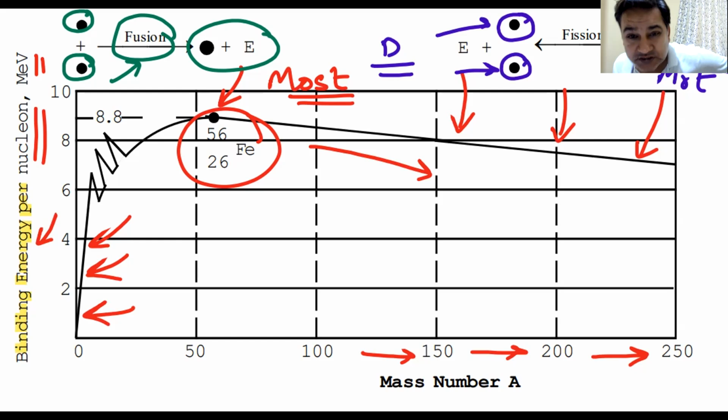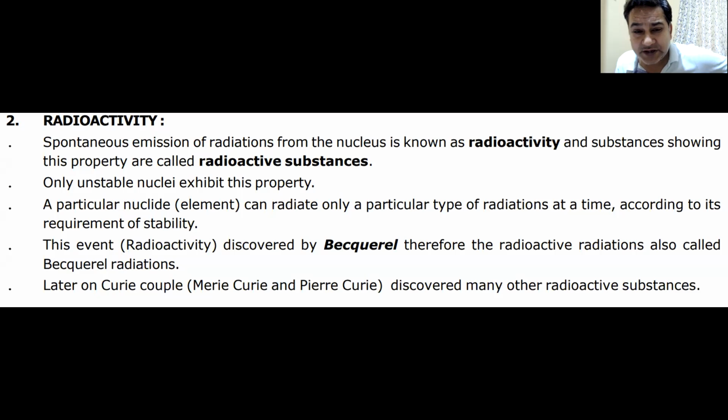That is the problem with this fission. It releases radioactive substances and radiation which are very harmful, and it will remain for generations in the human race. In Hiroshima and Nagasaki, babies still have deformities because of this radioactive radiation. Do we understand this? Yes, sir. This is known as radioactivity. So what is radioactivity? You have to write this. Spontaneous emission. It just happens spontaneously, all of a sudden, ekdam se. Spontaneous emission of radiation from the nucleus is known as radioactivity, and the substances showing this property are known as radioactive substances. Do we understand this?